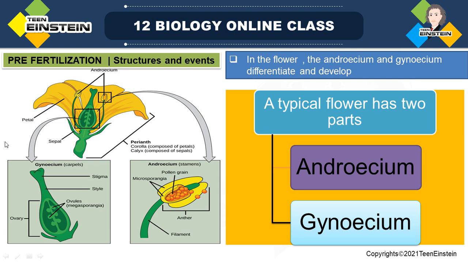Here you can see the structure of androecium, and this is the gynoecium. In gynoecium you can see stigma, style and ovary. Together these are called gynoecium. And androecium is the male structure, with filament and anther. Filament and anther together are called androecium. Androecium is the male reproductive organ.